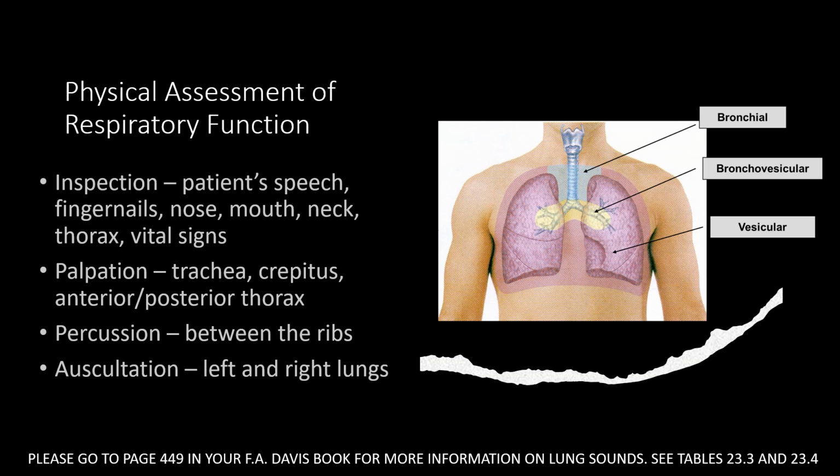Normally, the AP diameter, when compared to the lateral diameter, should be 1 to 2. Whereas a patient with COPD is going to have a ratio of 1 to 1, and that means that they're barrel-chested. Also look at the spine. And we're going to look at vital signs.